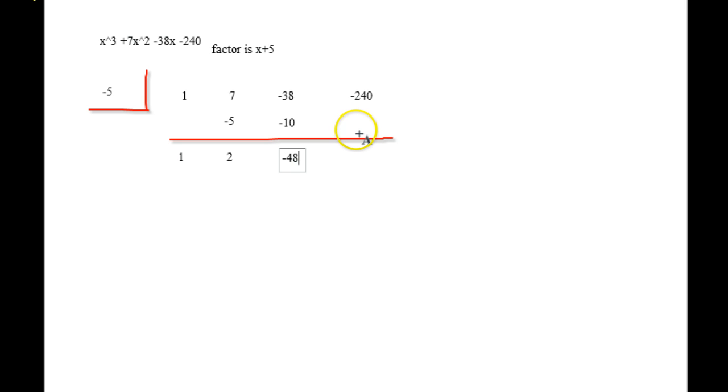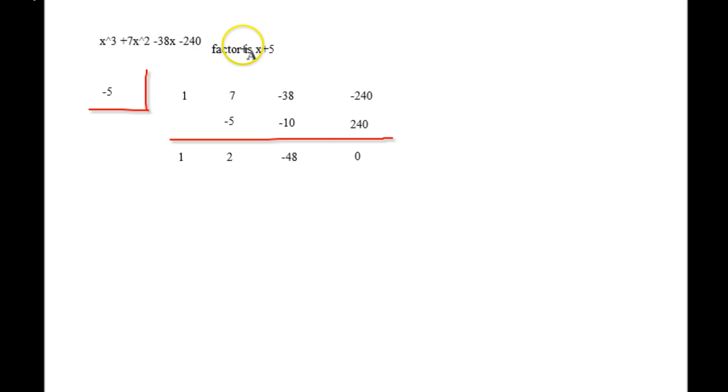All right, and I would put a 1, a 7, a -38, and a -240. Okay, so I have it all here, so I put a 1 here. I multiply it by the -5, and I should get -5 here, and I add them. This should get me 2. I multiply it by -5, and I should get -10. I should get -48. And if I multiply -48 by -5, I should get 240. And when that comes up, I get 0.